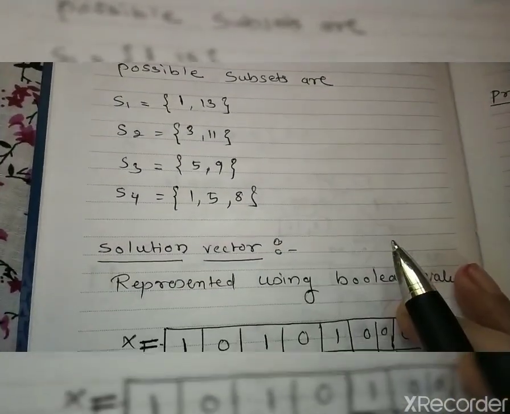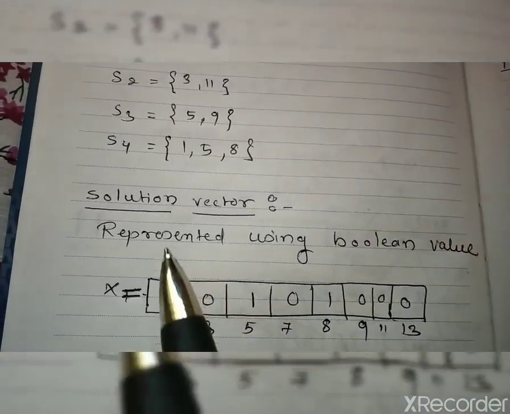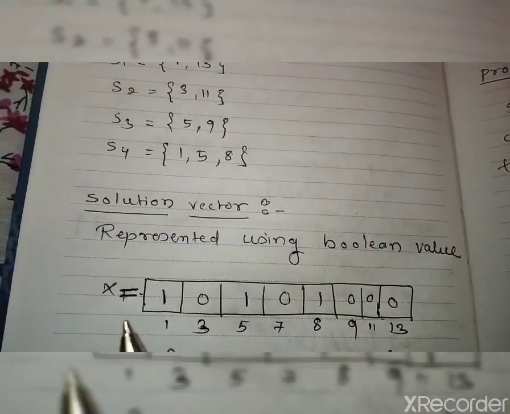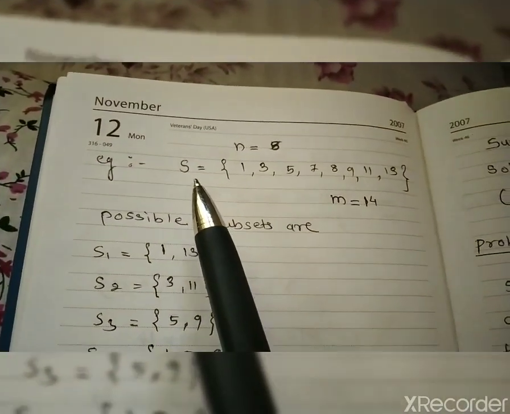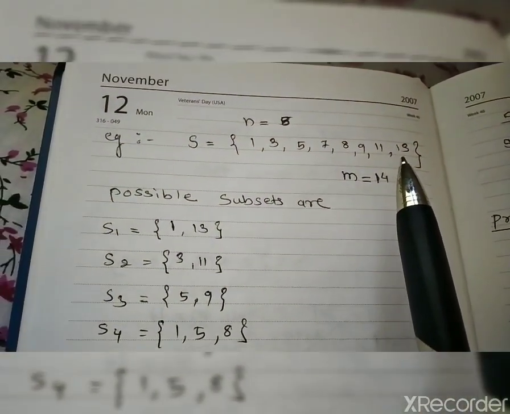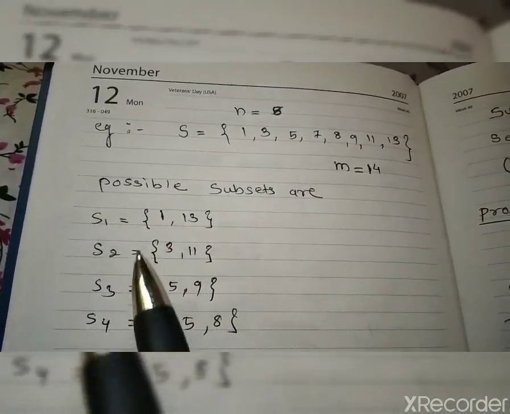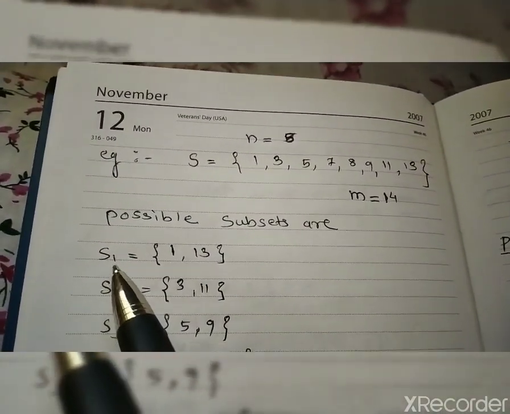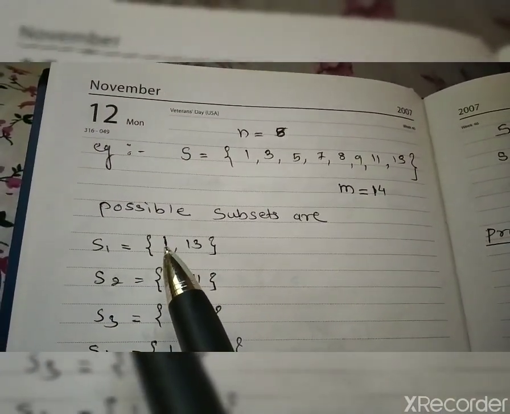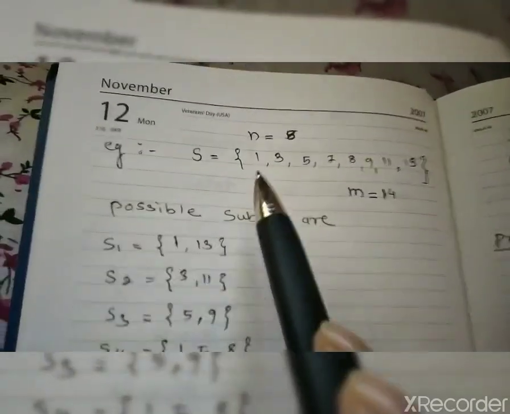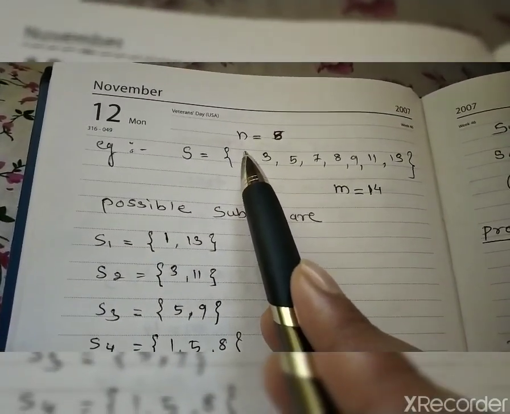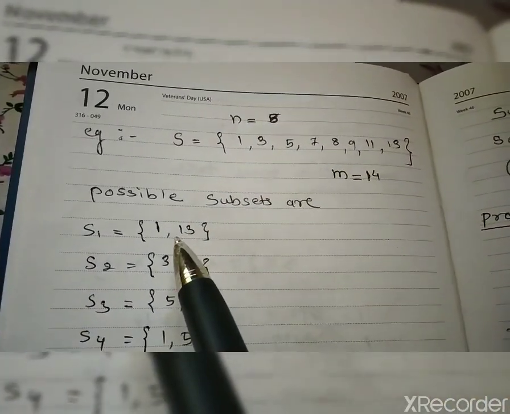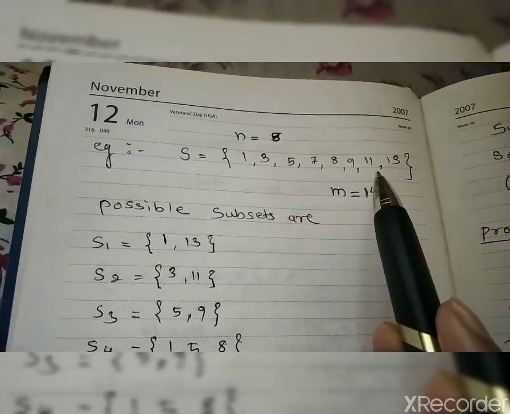Now when it comes to the representation of a solution vector, the solution vector will be represented using Boolean values. For example, this is the given set and I have to represent one of the solutions. How will the solution be represented? If I am considering S1, then I am using two numbers, 1 and 13. So the associated values in the solution vector will be set to 1, and the remaining elements which are not part of this subset will be set to 0.